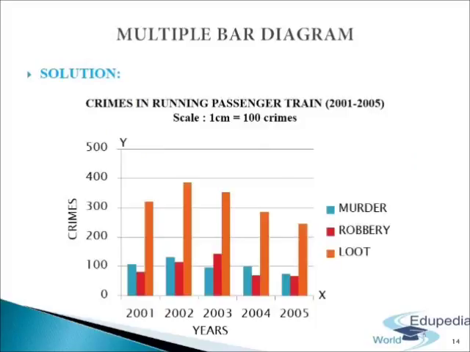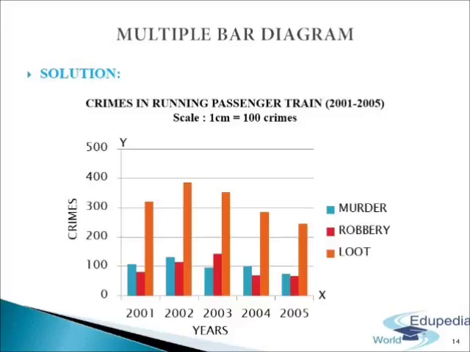First, we will write the heading, that is crimes in running passenger train from the year 2001 to 2005. For this particular diagram, we have taken scale of 1 centimeter equals to 100 crimes. On x-axis, we have taken years, and on y-axis, we have taken number of crimes. In this particular diagram, blue color refers to murder, red color refers to robbery, and orange color refers to loot.